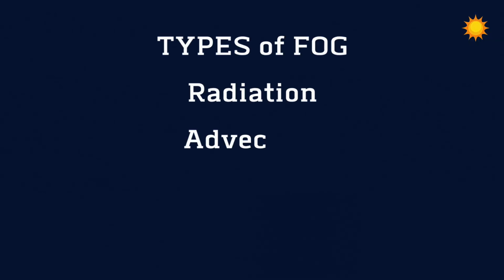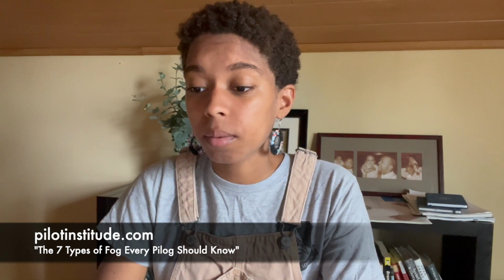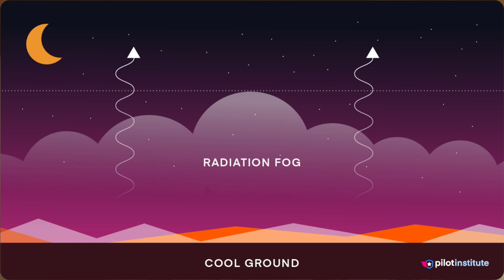You have radiation fog, advection fog, upslope fog, and steam fog. First off, let's start with radiation fog. So radiation fog, according to pilotinstitute.com, forms at night when the surface cools, causing the air above it to cool as well. If the air has enough moisture, this cooling will lead to saturation and form fog. This typically occurs in the mornings when the ground is still cool. The fog will dissipate though as the ground warms up.